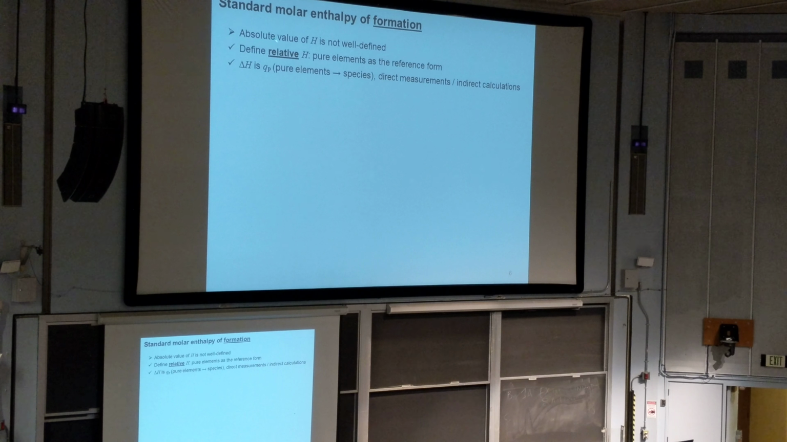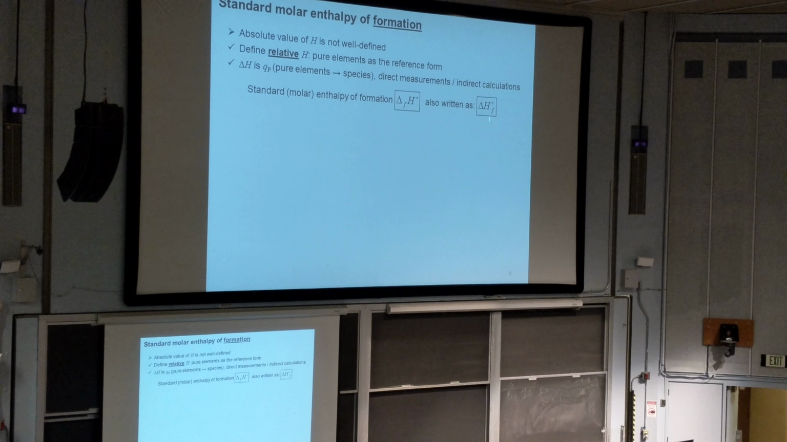That is to say, we define the relative H based on the pure elements as a reference form. And then we say the delta H, the change of essentially the heat at constant pressure from the pure elements to the particular species you are looking at, based on either direct measurement or indirect calculations, we take that number as the standard molar enthalpy of formation, and we write it as delta H_f, meaning the formation enthalpy under the standard condition, again 1 atm. It's also written as delta H circle f.